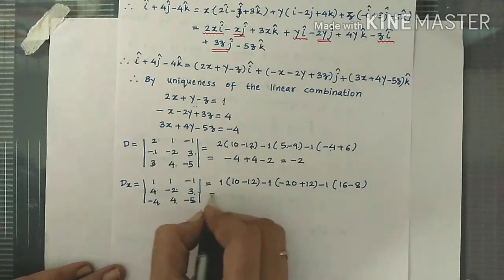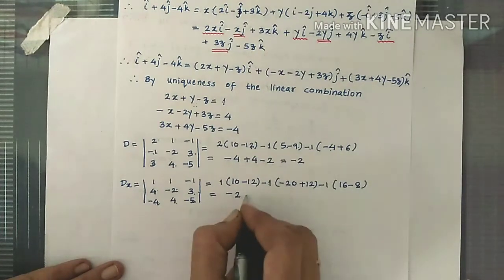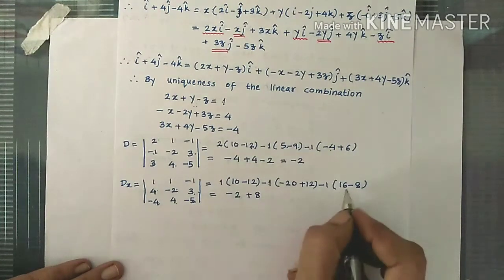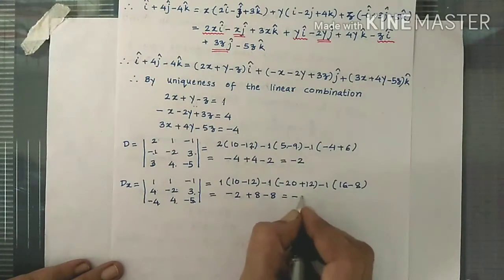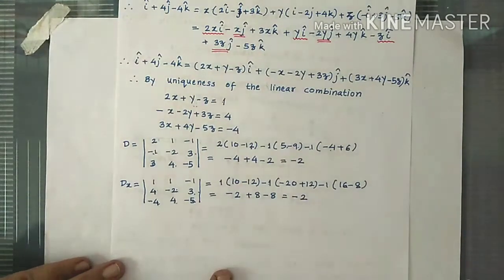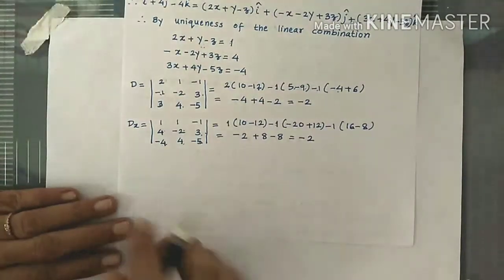So that will be minus 2. Here we have minus 8 multiplied by minus 1 becomes plus 8. 16 minus 8 is 8 and here we have minus 8. So 8 minus 8 get cancelled and we get value of dx as minus 2. Now let's write dy.